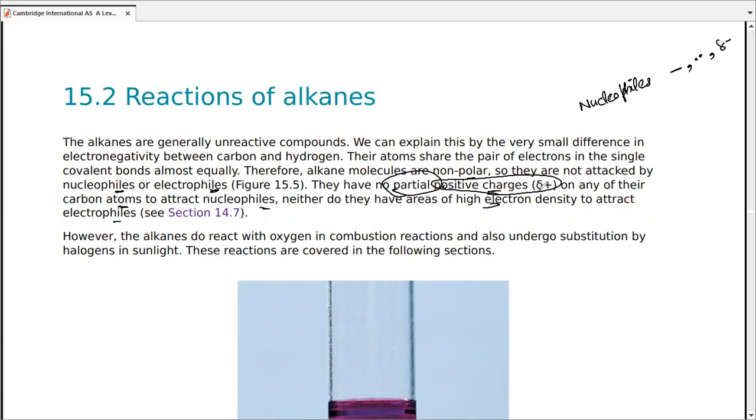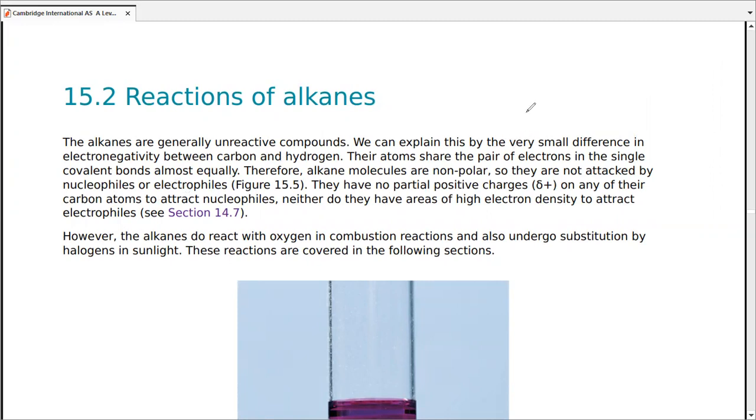All right. Now, in the case of high electron density, of course, that would be attracted by an electrophile. Since there are no lone pairs, no negative charges, no even partial negative charges, it won't be attracted by anything positive. So that's what electrophiles actually stand for. So that's why we keep saying that alkanes are usually the unreactive ones.